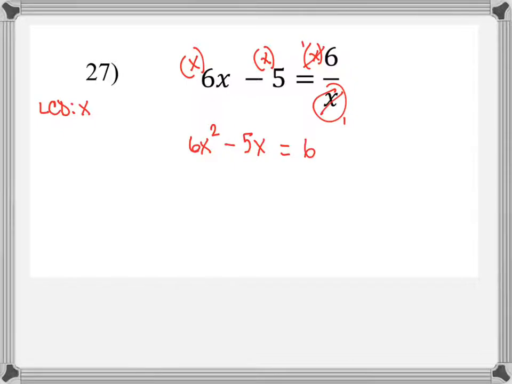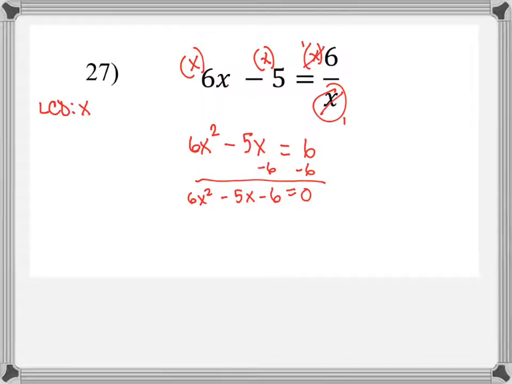So I have 6. Let's put it in standard form by bringing everything to the left-hand side, so we have 0 on the right-hand side. And I can do that by subtracting 6 from both sides. And I get 6x squared minus 5x minus 6 equals 0. Now I need to factor this. And I cannot factor out a greatest common factor because no number goes into 6, negative 5, and negative 6 other than 1. So I could use a variety of methods.